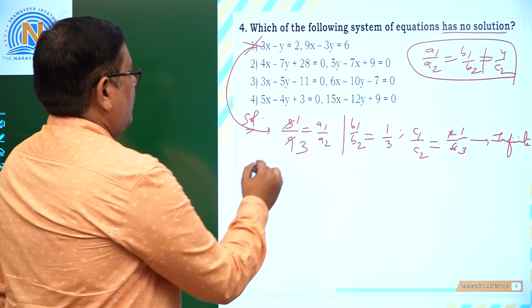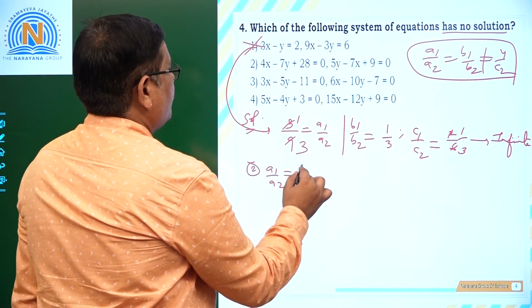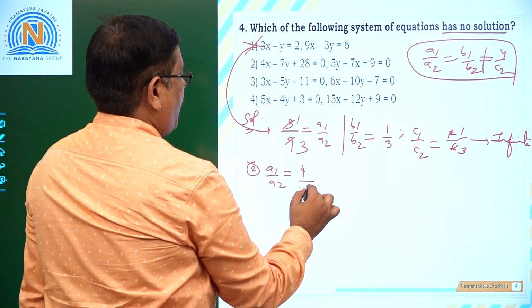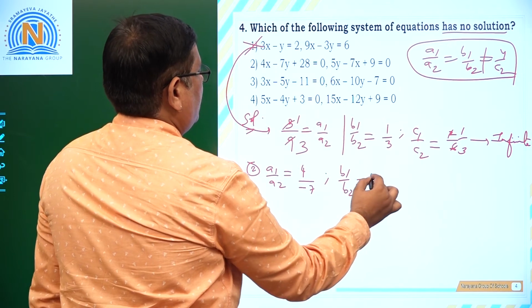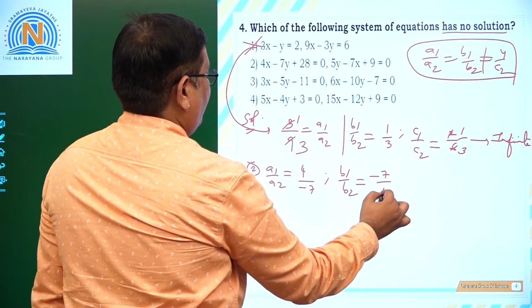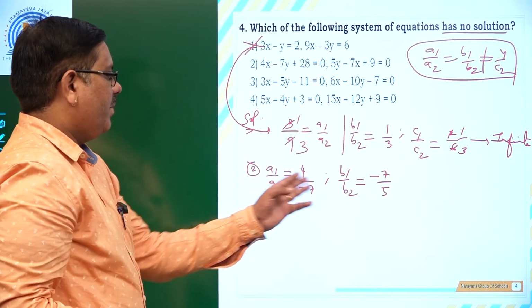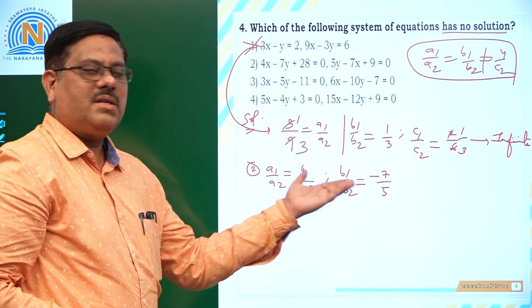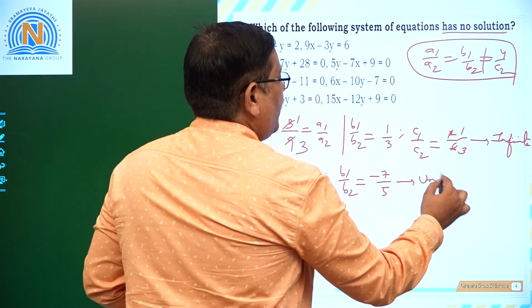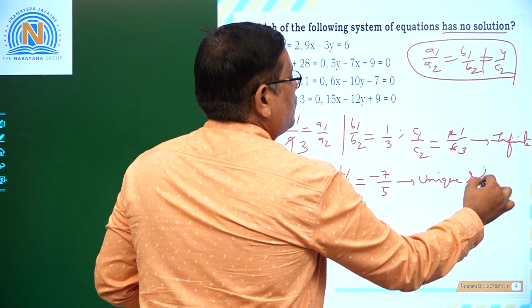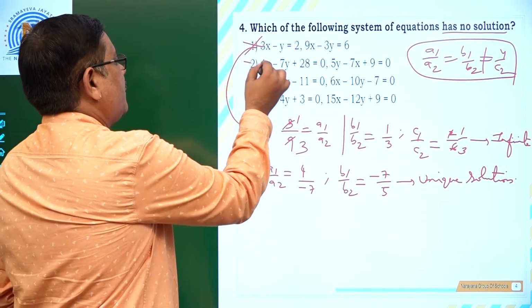Next one, a1 by a2, second one let us see. a1 by a2 is 4 by minus 7. Okay, b1 by b2 is minus 7 by 5. Okay, here itself we can say a1 by a2, b1 by b2 are not equal, they form a system with a unique solution. Unique solution means they have a solution. So this is also not the right answer for this question.